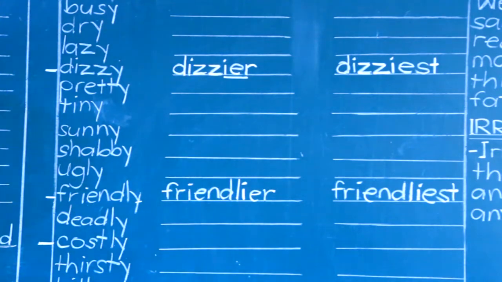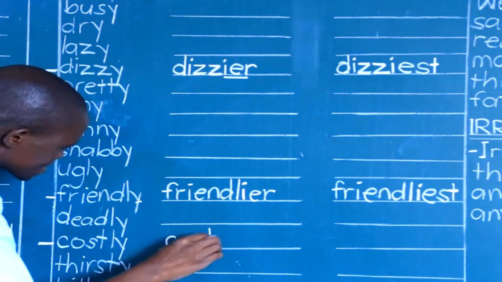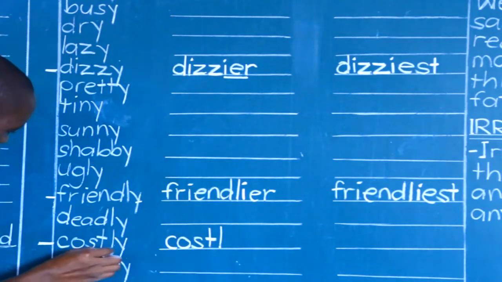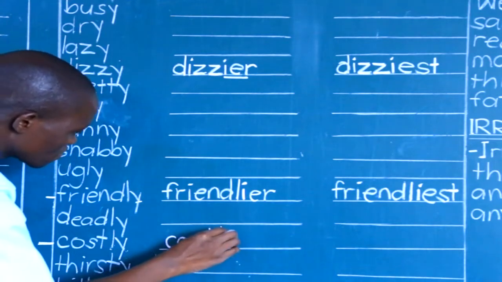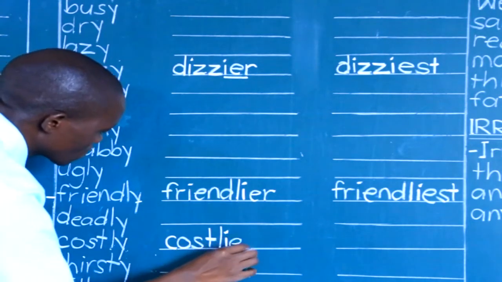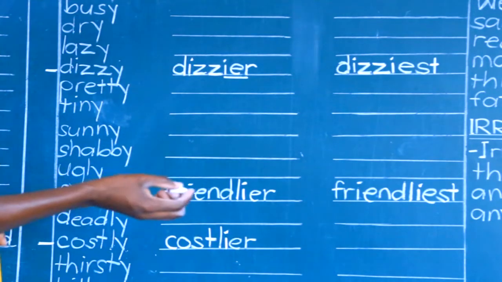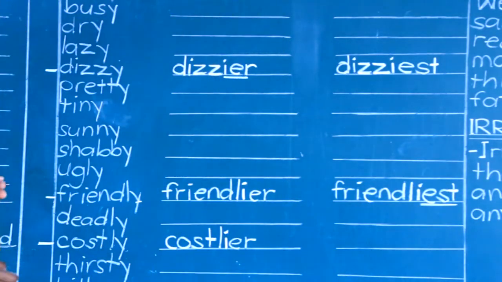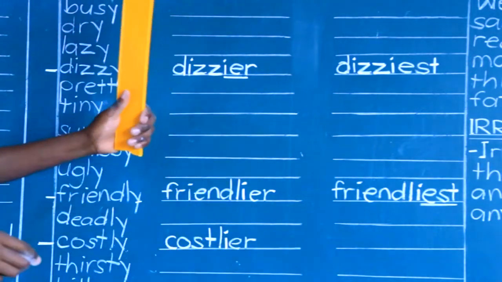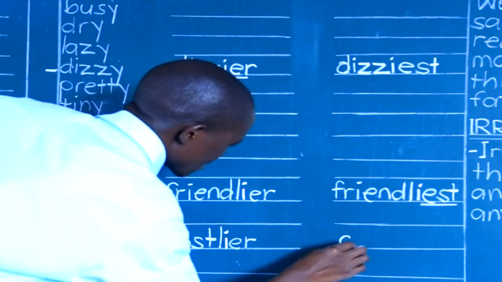Correct. Now we have costly. Costly, form the comparative with me. C-O-S-T-L. What happens before the last y? Throw it away, replace it with I-E-R. Finally we have the word costlier. Go to the superlative, apply the same technique, the same trick we have applied in busy, happy, and friendly. So we form costliest.